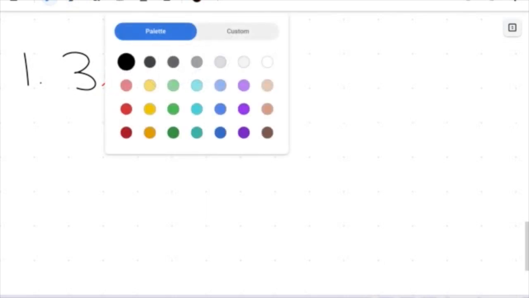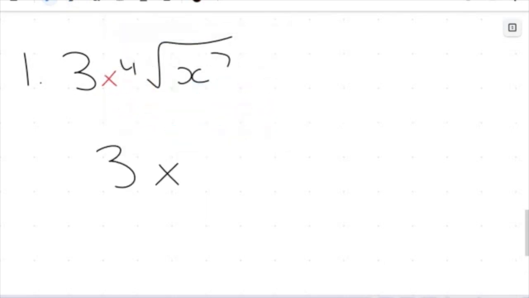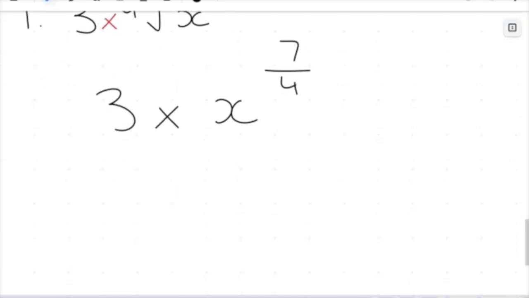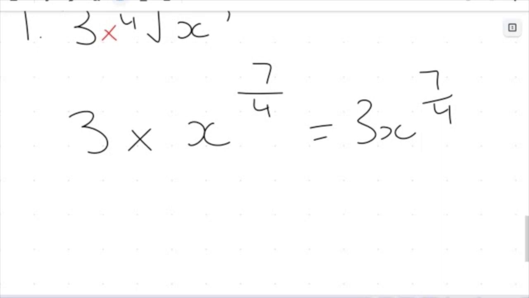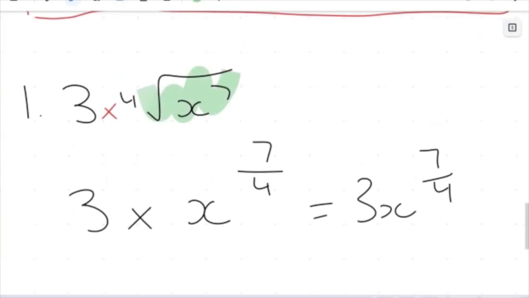So this is like saying 3 times x to the power of, well, my 4 goes on my denominator, that's the degree to which I'm rooting this, and my 7 goes on the top here. So I get 3x to the power of 7 over 4. And that is my answer. I've just taken something in surd form and written it in index form. Because remember, fractional indices relate surds and indices together.